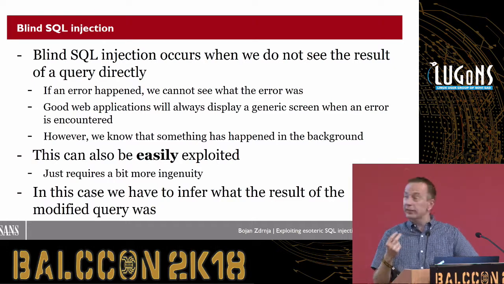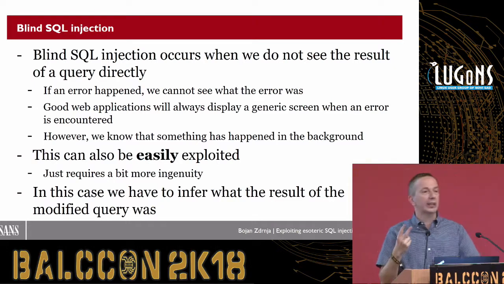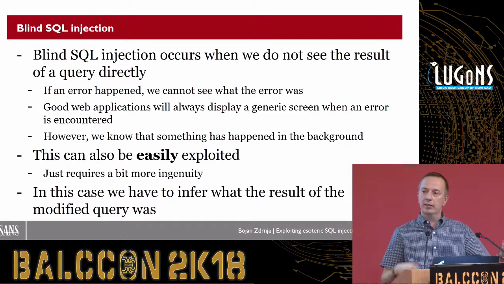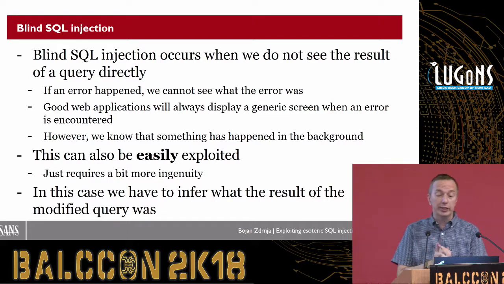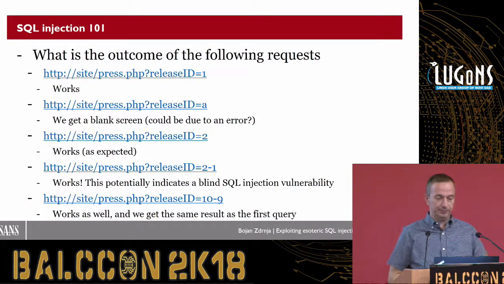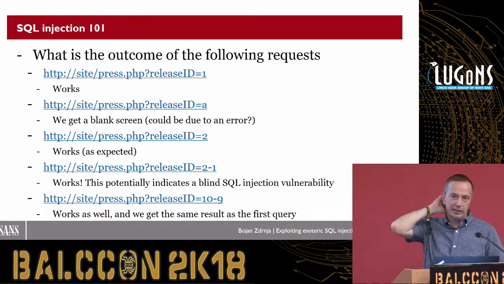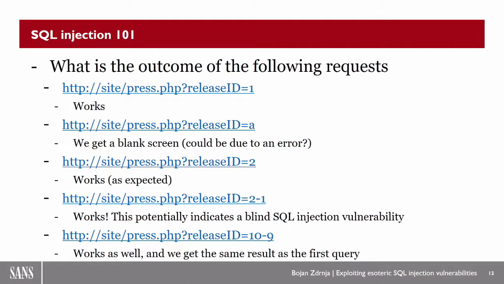With this, I will get two cases, true and false. My query executed correctly, my query failed. So by having true and false cases, I will be able to deduce what actually happened in the background. So let's see typically how we can exploit this. Let's see the outcome of the following requests.